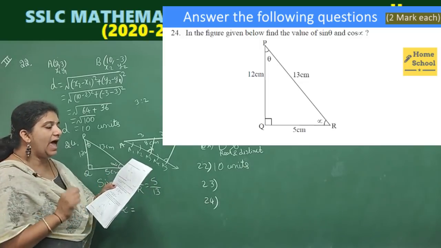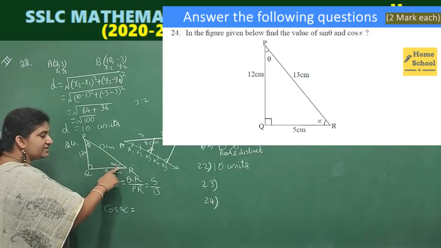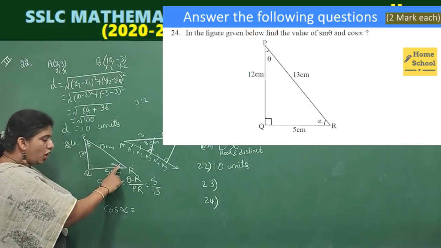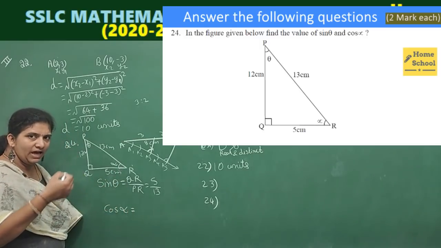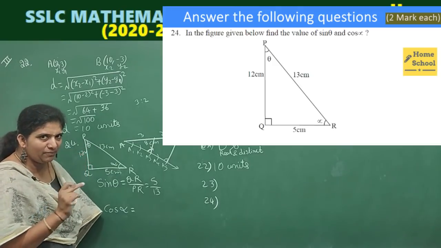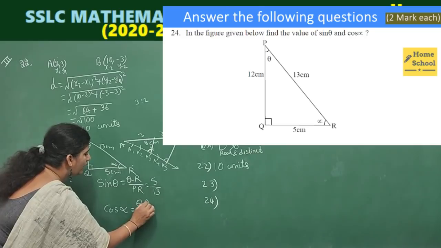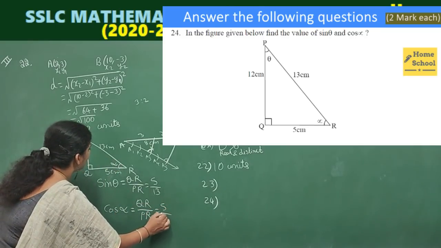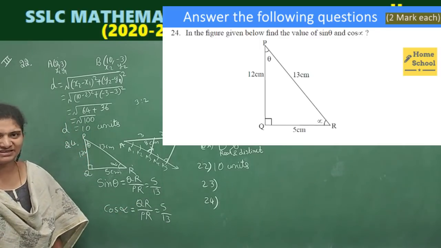And cos alpha. Cos alpha you need to calculate. Your angle is here, alpha side, that is at R. Cos alpha. What is cos theta? Adjacent by hypotenuse. What is cos alpha? Adjacent by hypotenuse. For this alpha, adjacent side is QR, hypotenuse PR. QR value is 5, PR value is 13. Both answers you are getting same answer.